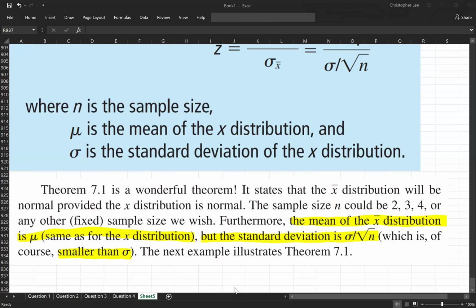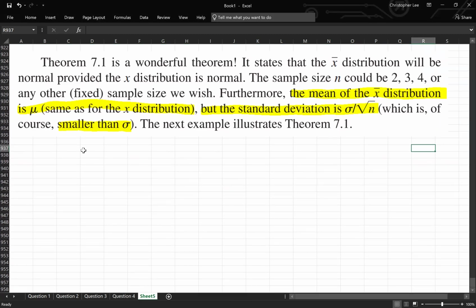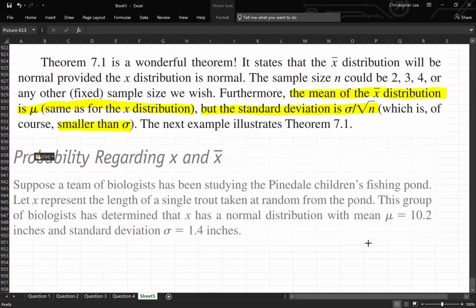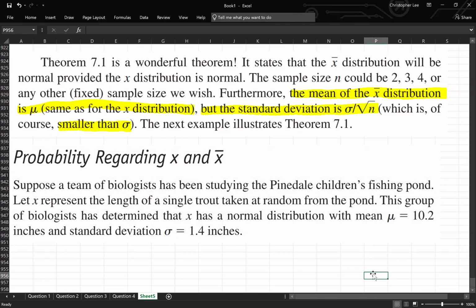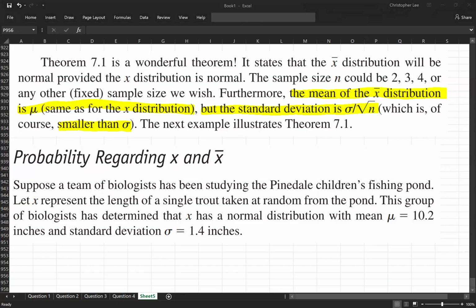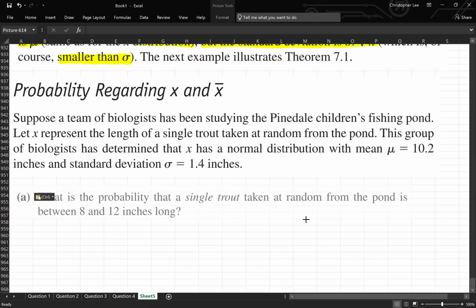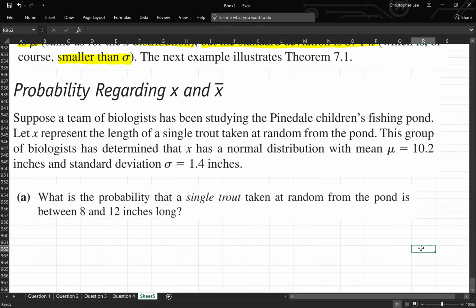Let's look at the difference real quick. So probability regarding X and the X bar distribution. Suppose a team of biologists have been studying the Pinedale Children's Fishing Pond. Let X represent the length of a single trout taken at random from the pond. This group of biologists has determined that X has a normal distribution with mean mu equal to 10.2 and standard deviation sigma equal to 1.4 in inches. So let's look at question A. Question A asks, what is the probability that a single trout taken at random from the pond is between 8 and 12 inches long?